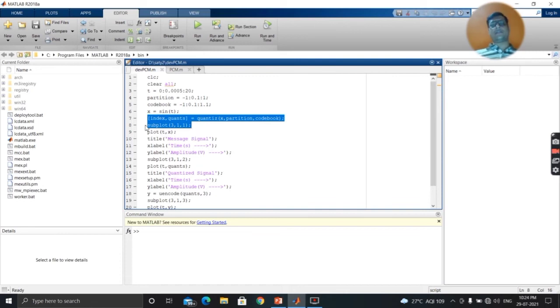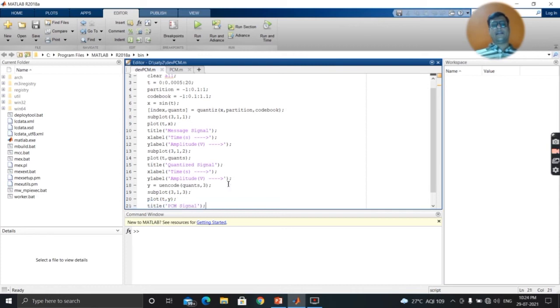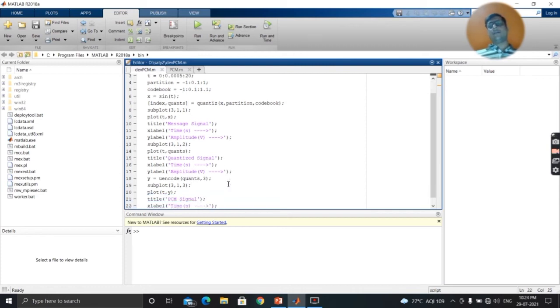Then you need to plot it. So subplot, then plot t comma x, title message signal, x label as time period, y label as amplitude. Then subplot the quantized signal, that is plot t comma quant. The quantized value will come into picture. Then you need to represent it with the coded value, that is you encode quant comma 3, and you have to plot this signal.